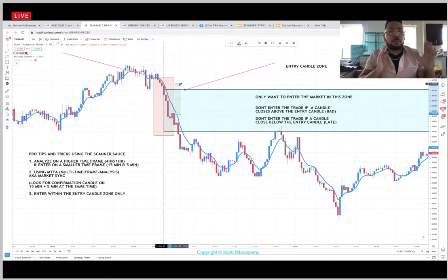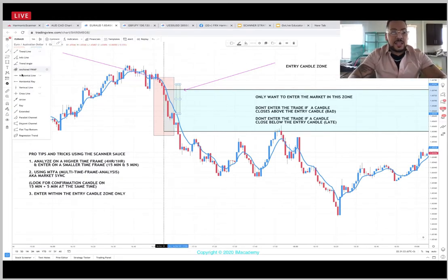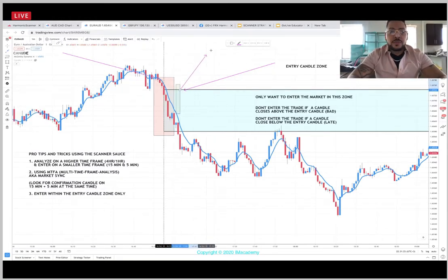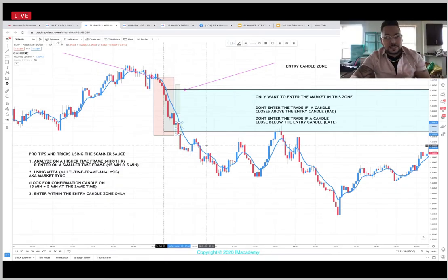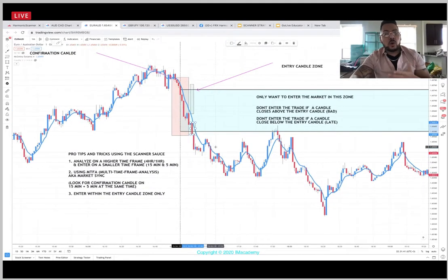That is a bad trade. That means that this is not a good momentum-based trade. This means that this market is most likely going to start going in the opposite direction, okay? And two, you do not enter a trade if it already closed below the entry candle zone, because now you're late, okay? Now you're late.